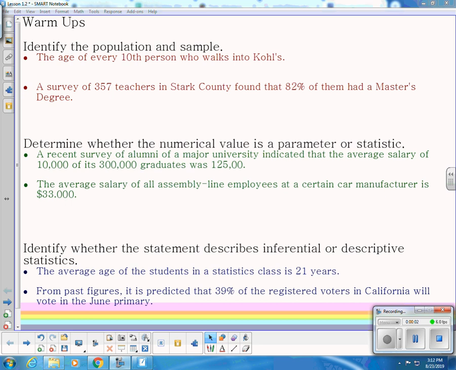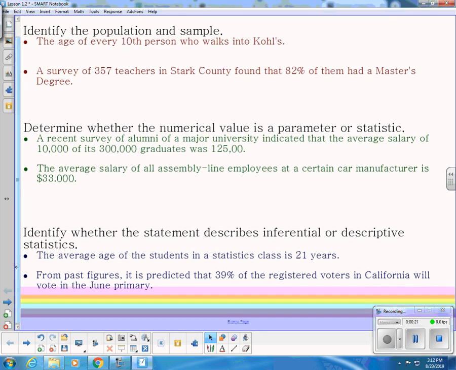Okay, the warm-up slides are going over some questions that we went over in section 1.1. You should be able to determine the population and the sample in a situation. You should be able to determine whether the numerical value is a parameter or a statistic in a situation. And you should be able to identify what type of statistics we're dealing with, inferential or descriptive. So in the first one, take a minute with your partner, see if you can figure these out. And we'll go over them in a moment.